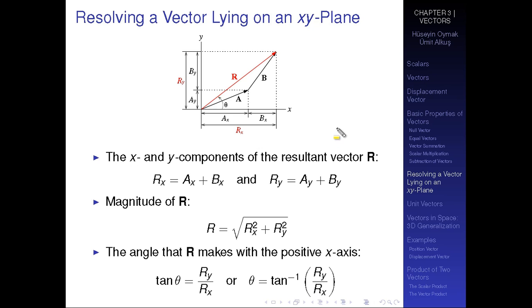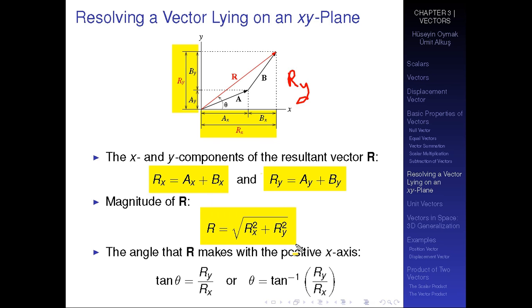Recall the discussion of equal vectors. Then, as is clearly seen from this figure, the x and y components of the resultant vector are Rx equals Ax plus Bx and Ry equals Ay plus By, and its magnitude is found by the Pythagorean theorem as R equals square root of Rx squared plus Ry squared.